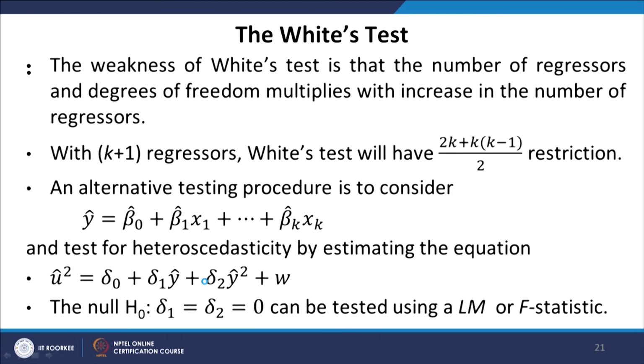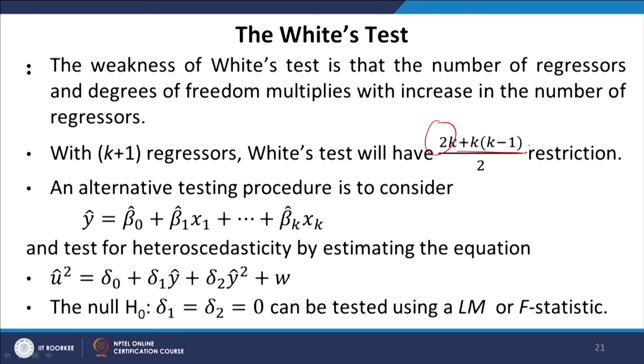and an F test can also be performed in this context. The weakness of White's test is that the number of regressors and degrees of freedom multiplies with an increase in the number of regressors. So, when we have k plus 1 regressors, White's test will have 2k plus k into k minus 1 divided by 2 restrictions. So, that is a large number of restrictions.